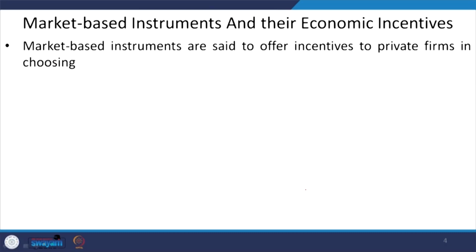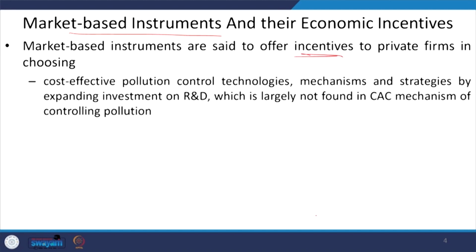So, now we are continuing with these market based instruments, and now we will be finding what the economic incentives are. As you understand, the market based instruments offer some kind of incentives to the polluting agencies or firms to choose cost effective pollution control technologies. So, they are free to choose which pollution control technology is most cost effective, so that they can control the pollution.